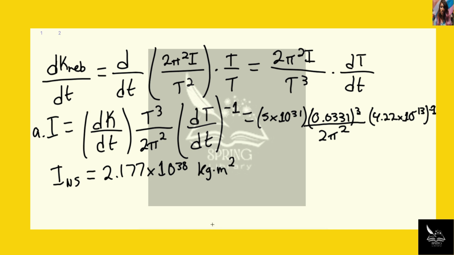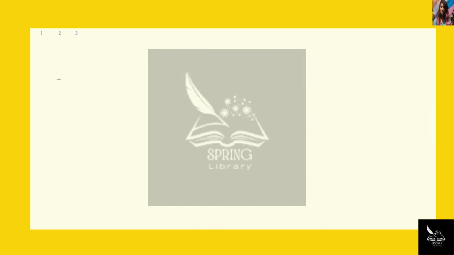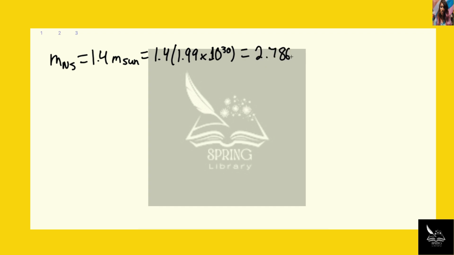Let's find the radius of the neutron star. So the mass of the neutron star is equal to 1.4 times the mass of the sun, and the mass of the sun is 1.99 times 10 to the 30th kilograms. These are all tabulated values. And this is going to be 2.786 times 10 to the 30th kilograms.